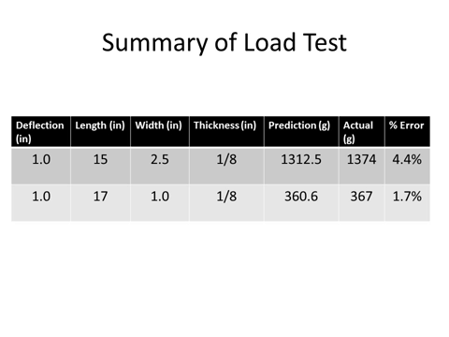The second beam tested had the parameters of 17 inches long, 1 inch wide, and again 1/8 of an inch thick. We were again looking for 1 inch deflection, and our MATLAB code gave us a load of 360.6 grams. After testing the beam in the lab, we found it deflected at a load of 367 grams, giving a terrific percent error of 1.7%.